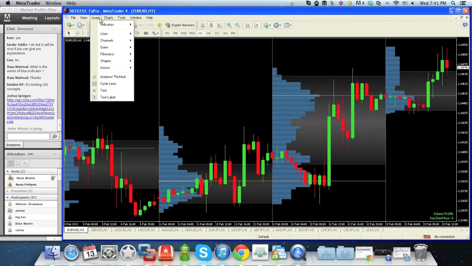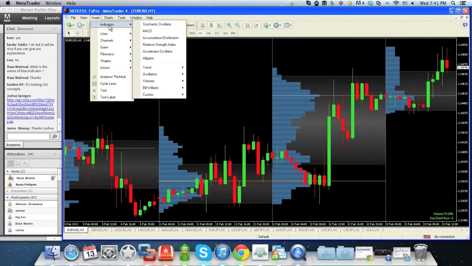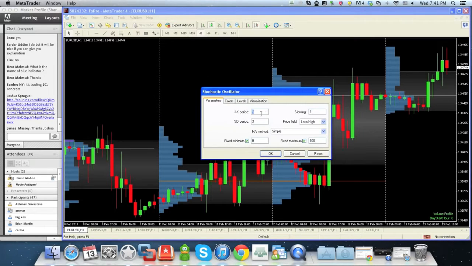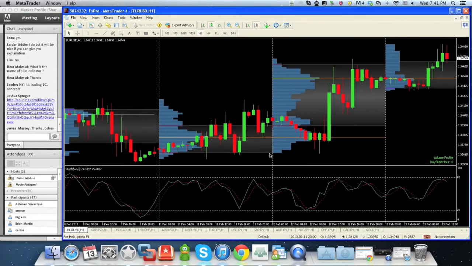How you get stochastics on your screen is you go to Insert, Indicators, and Oscillators. When you go here, you'll see stochastics in your list. I choose the standard settings: K period 5, slowing 3, and percentage D at 3. Just click OK, and I have this nice little thing on my screen.